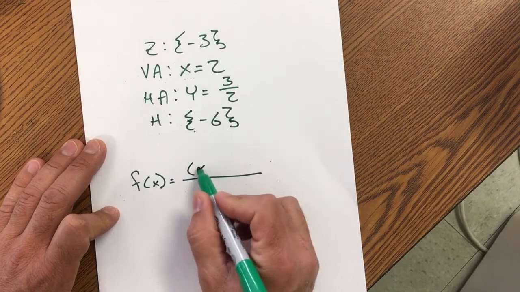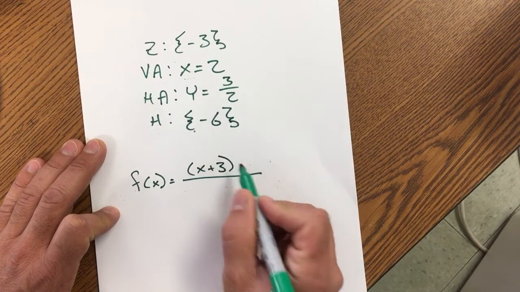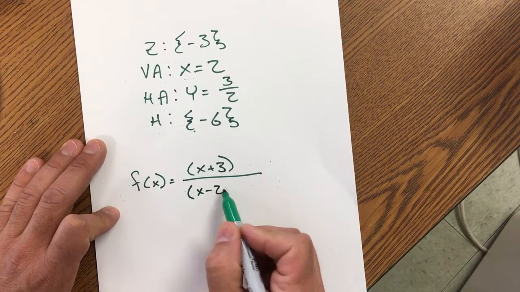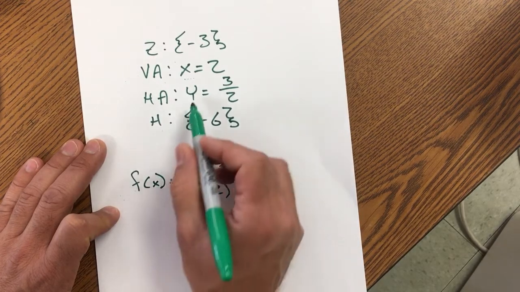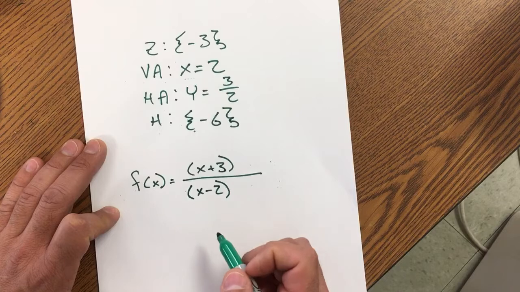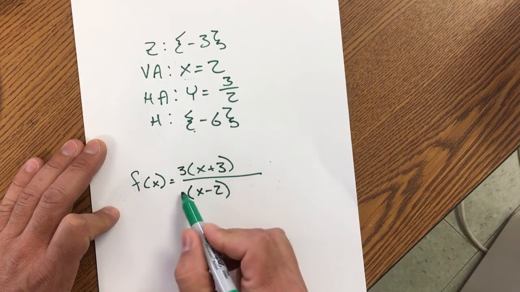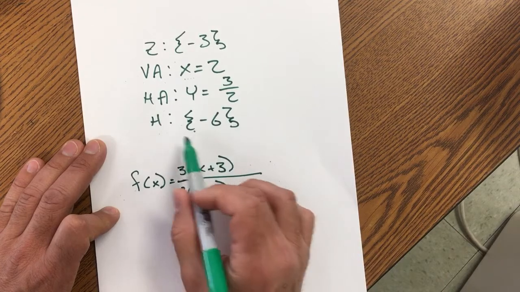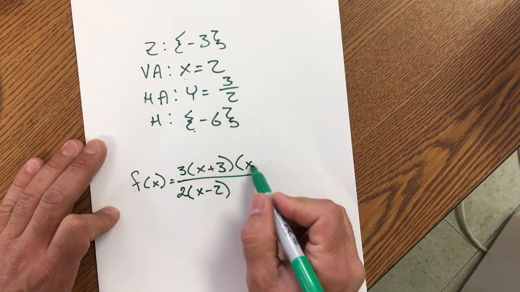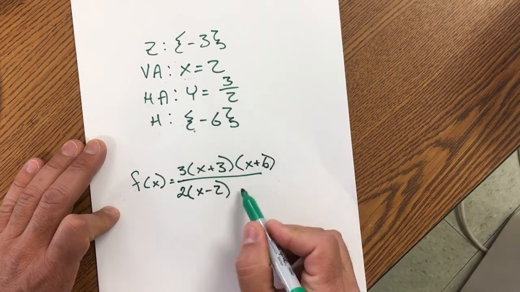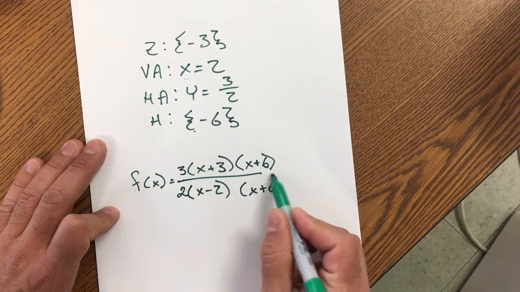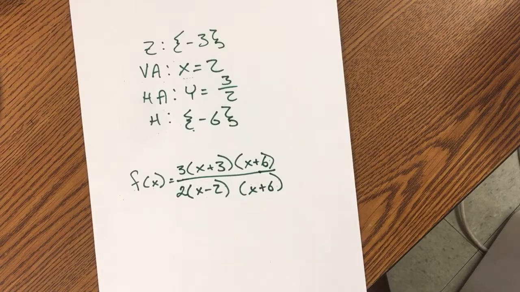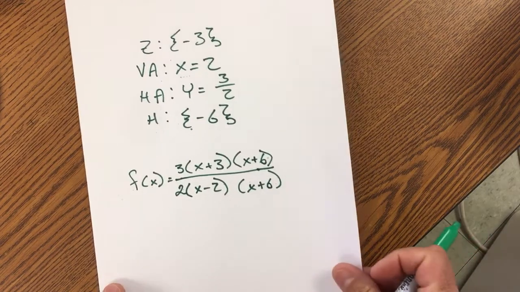Because this is negative, I'm going to put +3 here. Vertical asymptotes come from the bottom, so I'm going to put x minus 2 here. Horizontal asymptote needs to be 3 over 2, so I'm going to go 3 over 2. The hole needs to be on the top and the bottom. I'm going to go x plus 6, x plus 6. And that's all that we're doing here, okay?